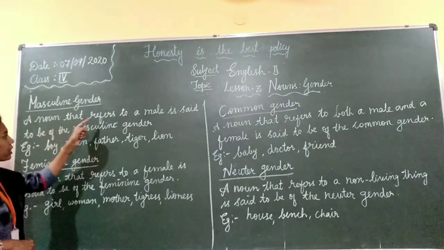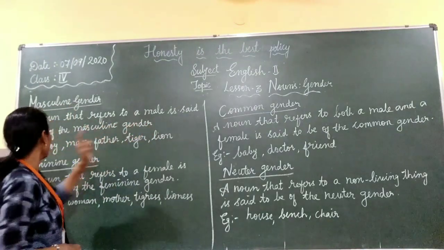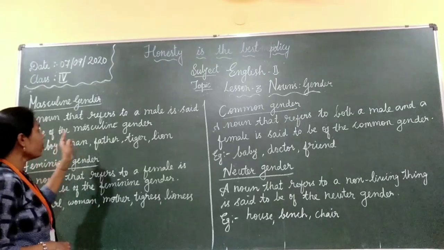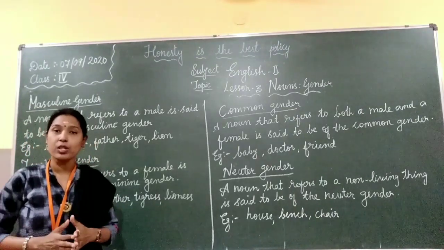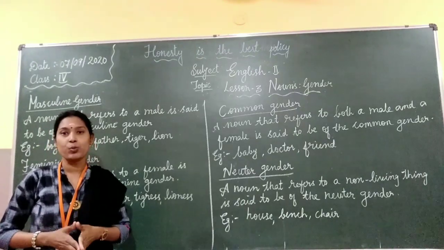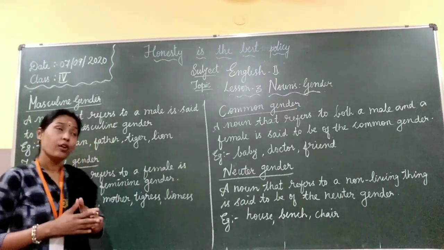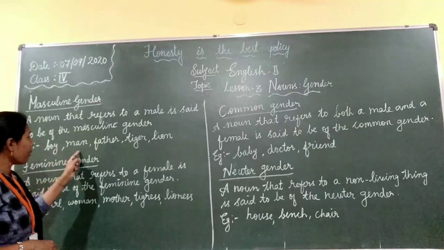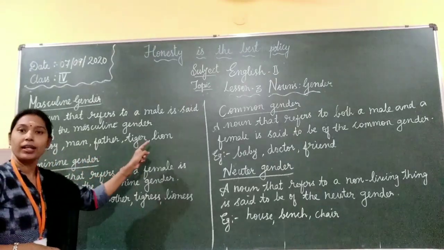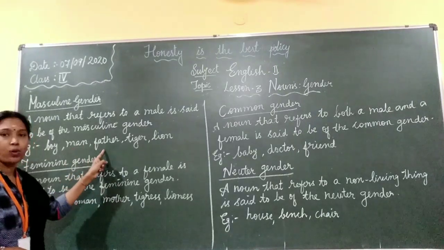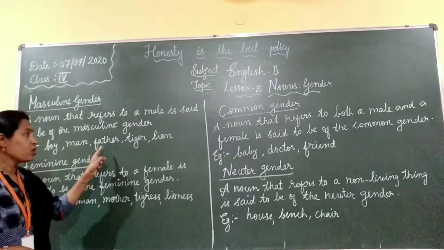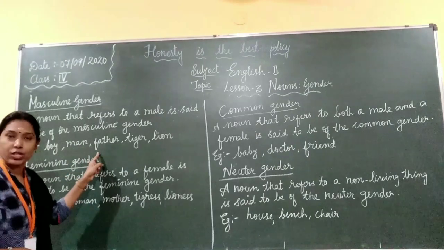A noun that refers to a male is said to be of the masculine gender. Okay. For example, boy, man, father, tiger, lion. All are nouns and they refer to males. So, this is masculine gender.